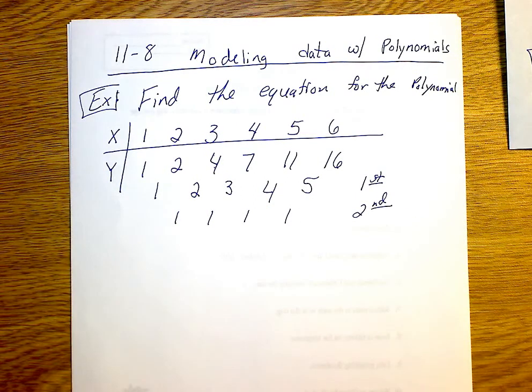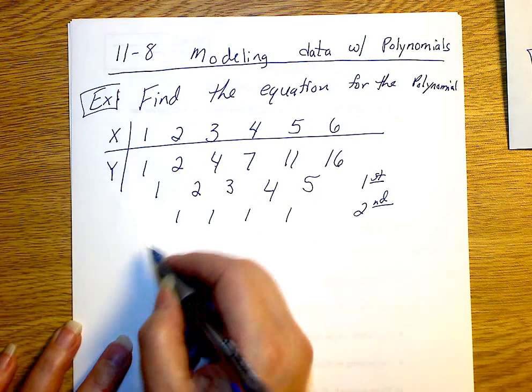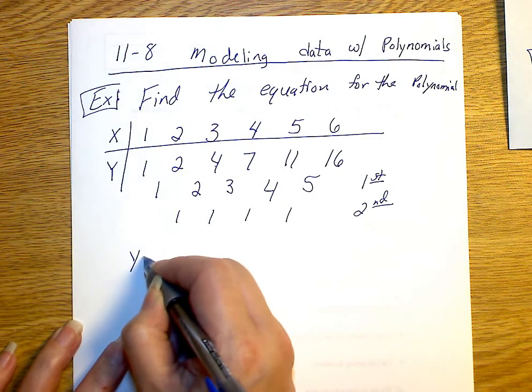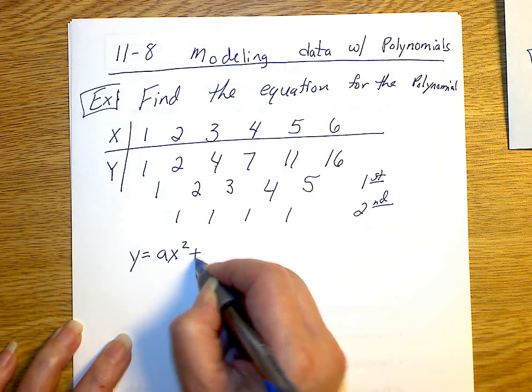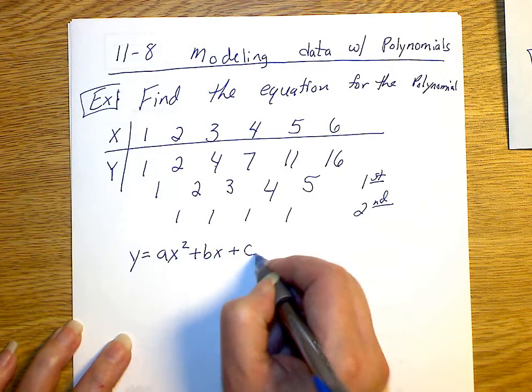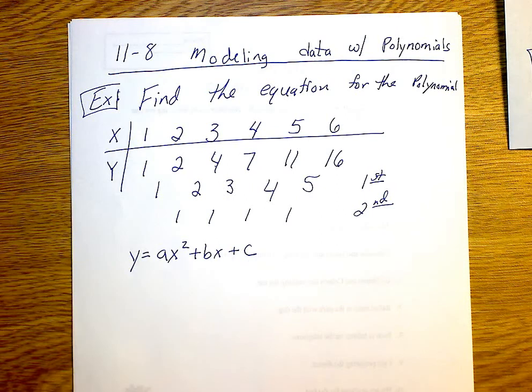Alright. If we have a second degree polynomial, what does that mean? Hopefully you all agree that we would have something that looks like y equals ax squared plus bx plus c, because that is a second degree polynomial in general form. Anybody not agree that that's what it is? Alright, so now we want to solve for a, b, and c.